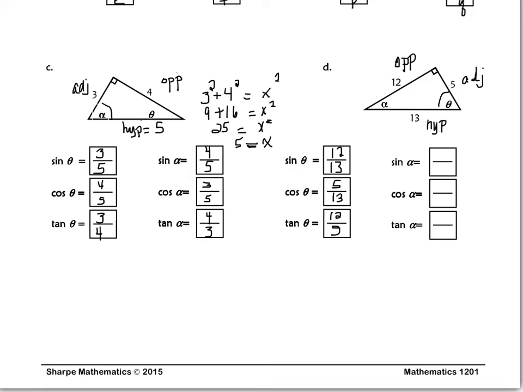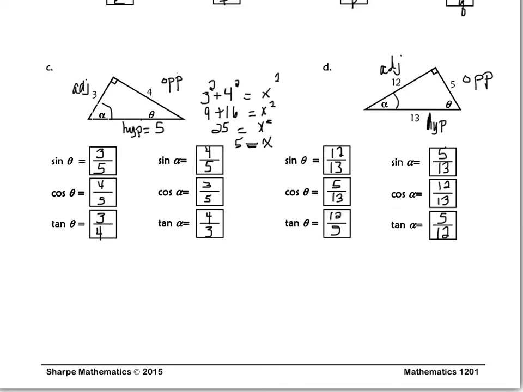which is 5. So now if we move to angle alpha, the side marked 5 becomes the opposite, and the side marked 12 becomes the adjacent. And of course the hypotenuse is still across from 90, so that doesn't change. So sine of alpha would be opposite, which is 5, over hypotenuse 13. Cosine would be 12, the adjacent, over hypotenuse, so 12 over 13. And tan would be the opposite, 5, over the adjacent, 12.